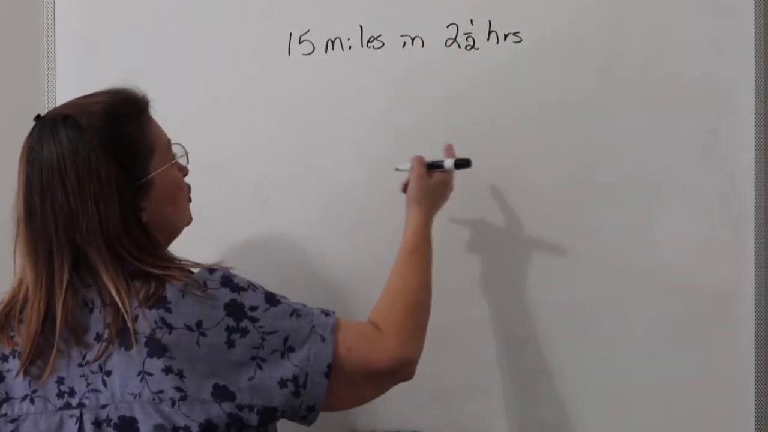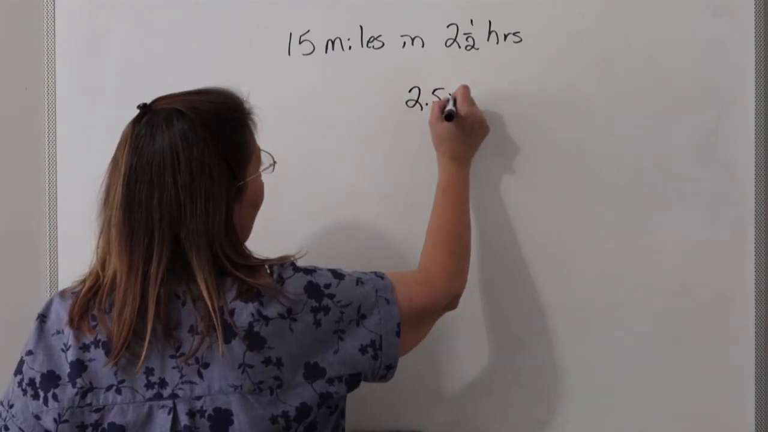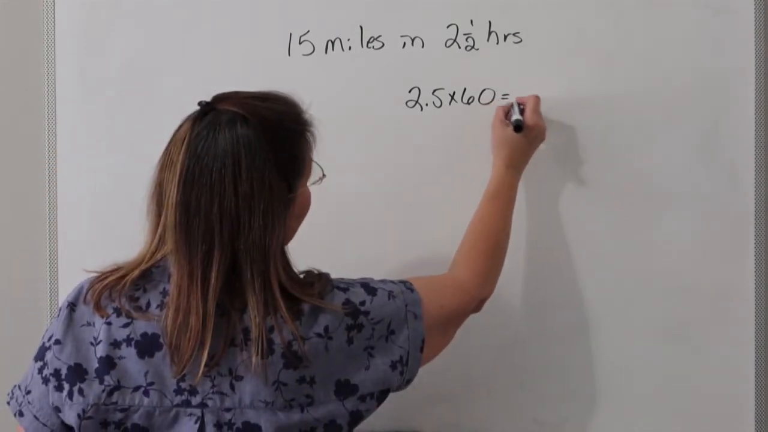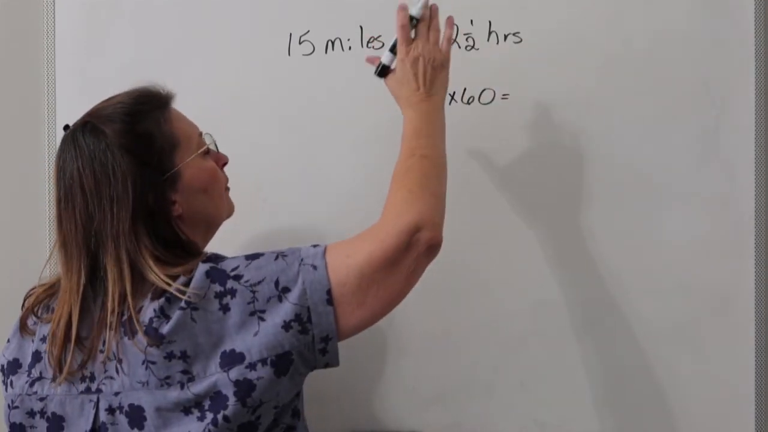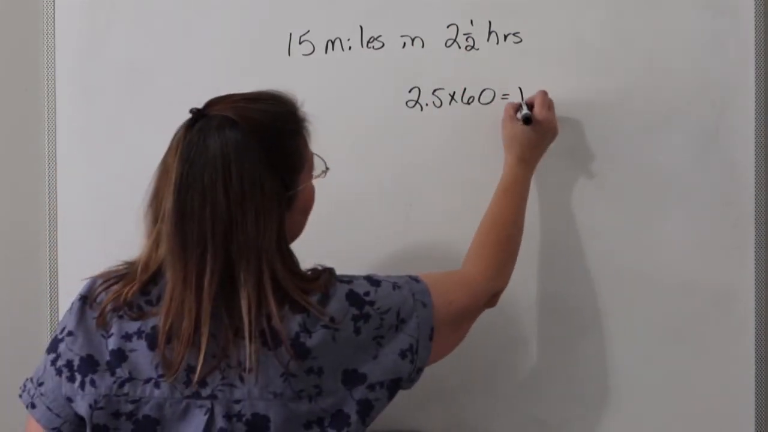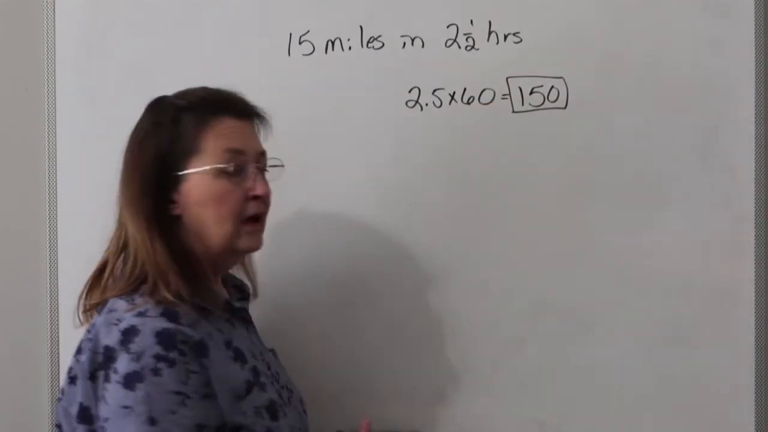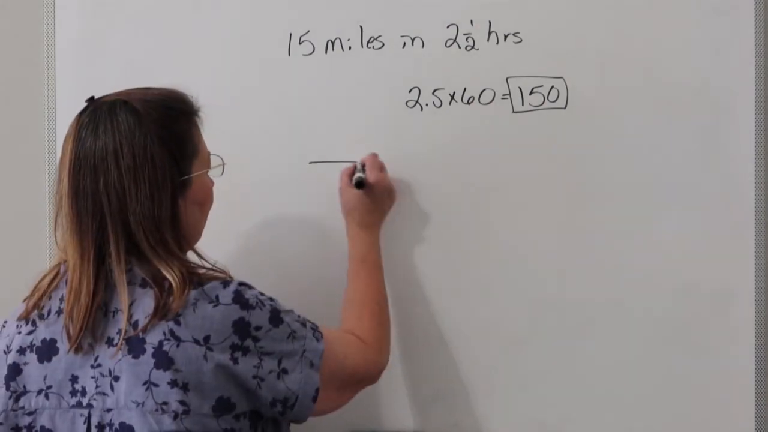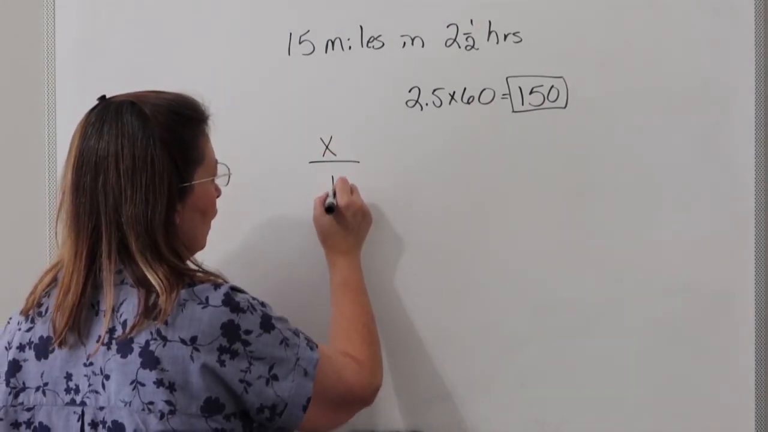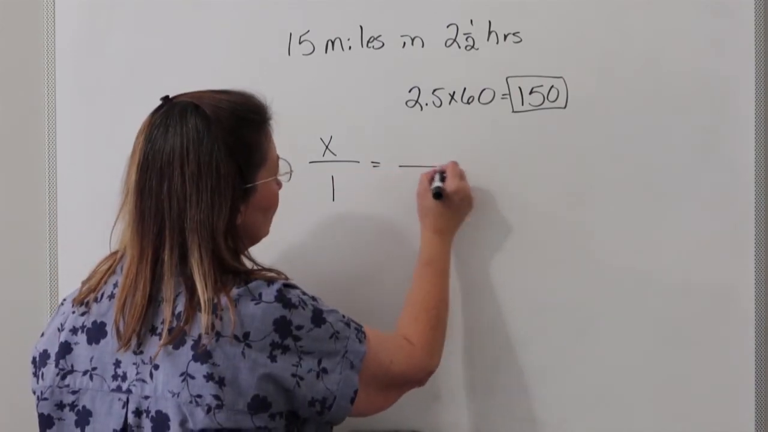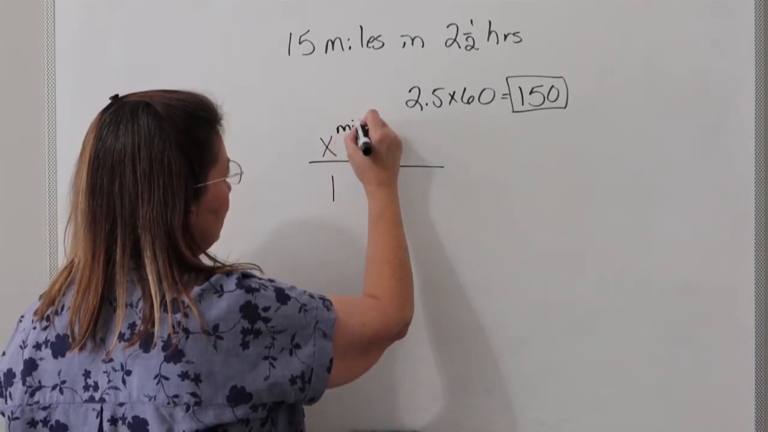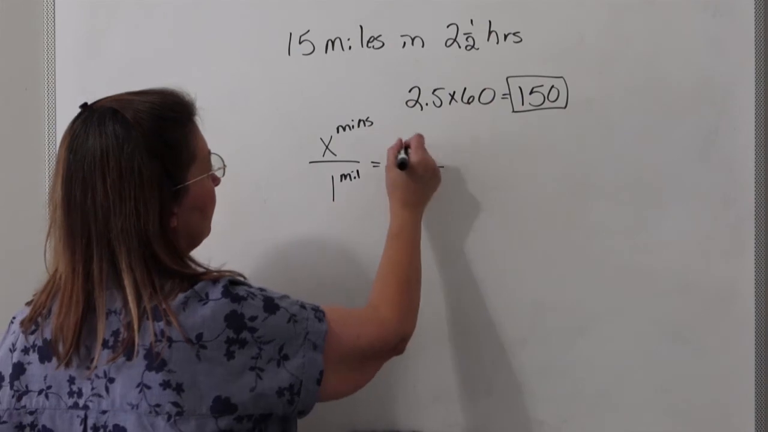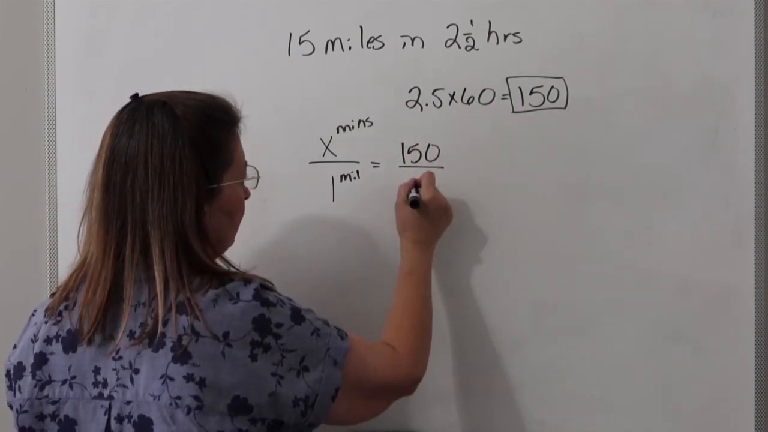So if I want to change this to minutes, what am I going to do? 2.5 times 60. There's 60 minutes in every hour. So if I multiply that times 60, I will get 120 plus 30, 150 minutes. Okay, the problem asked me to find how many minutes per 1 mile. So what I'm looking for is the X minutes per 1 mile. Let me set up a proportion with the information I have. X minutes per mile. What did she do? She ran 150 minutes, 15 miles.